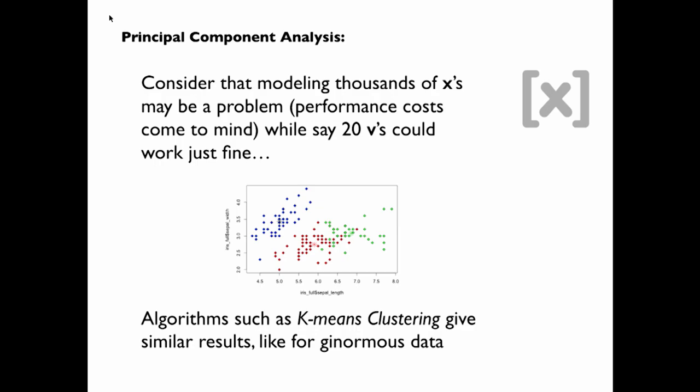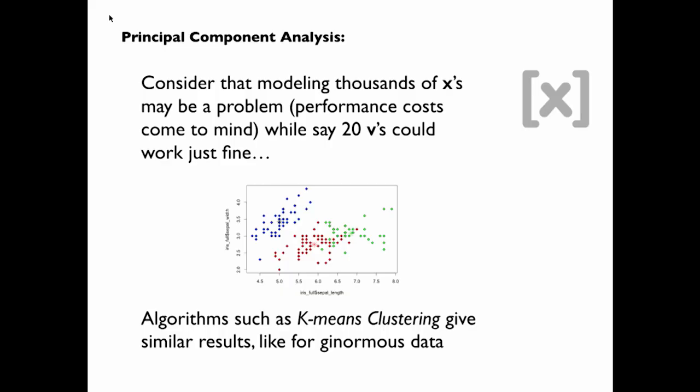Okay, so consider that we're modeling thousands of variables, thousands of x's. That can be a problem. And it may just even be a performance problem. It may be that your models have a cost of, I don't know, n squared. You don't want thousands of input variables. But you could use PCA to transform your raw data down into something much more manageable. Maybe go from thousands down to 20. And really, that's what people are doing when they're using something like k-means clustering.